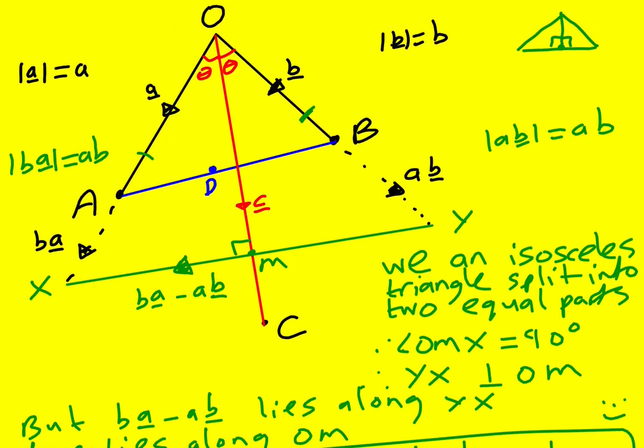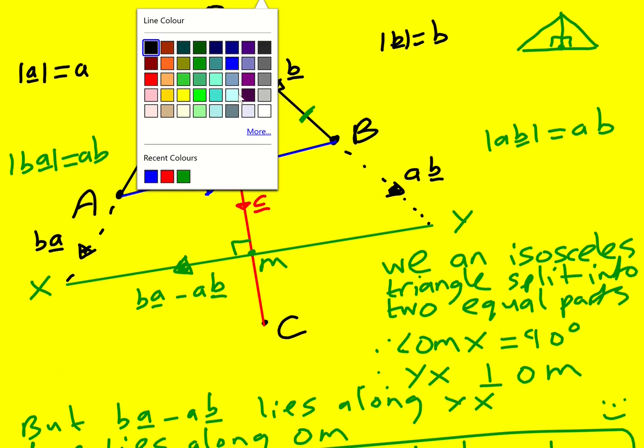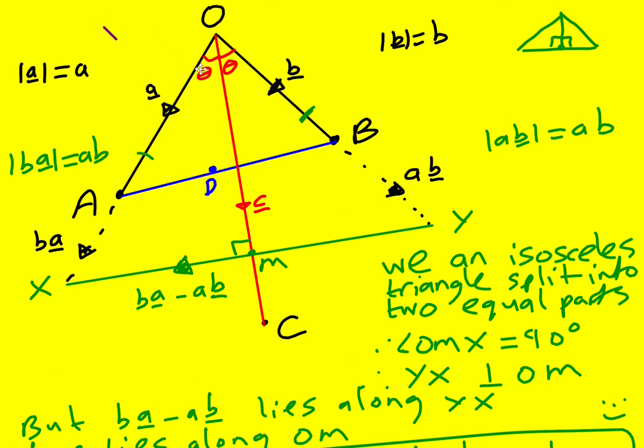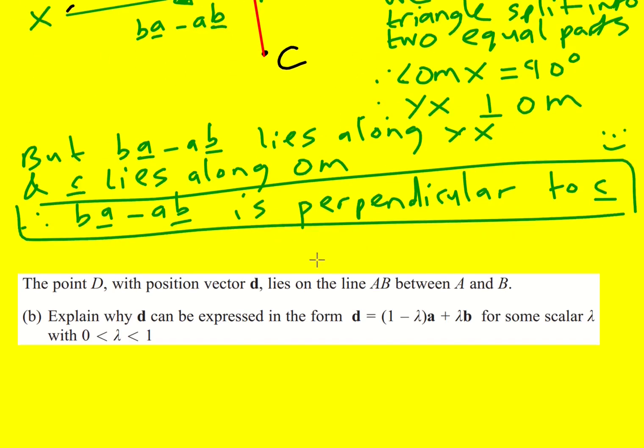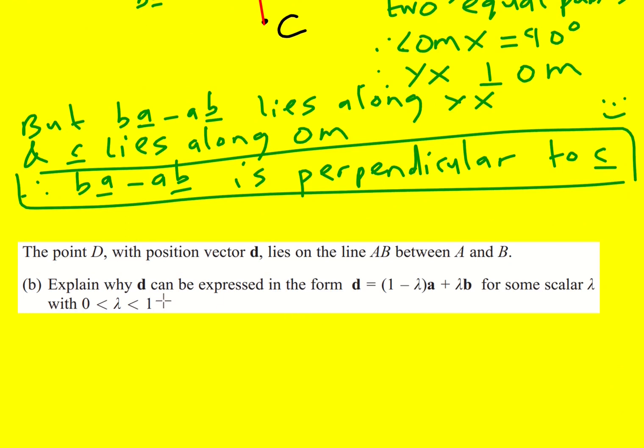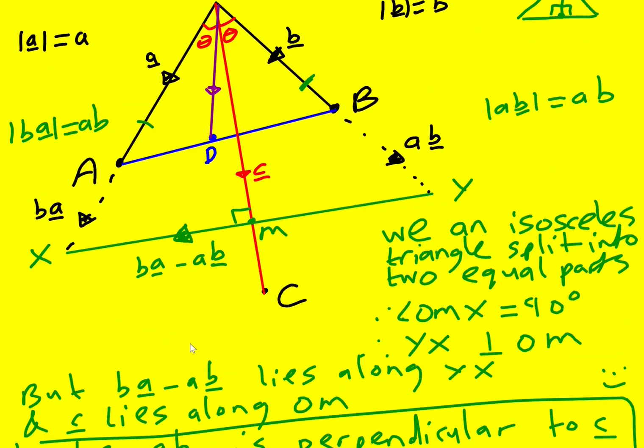And that's going to give us a position vector like that. Okay, we need to explain why D can be expressed in this form for some scalar lambda, with 0 less than lambda less than 1.